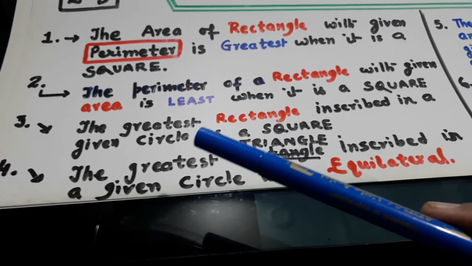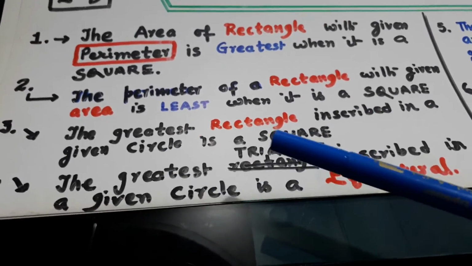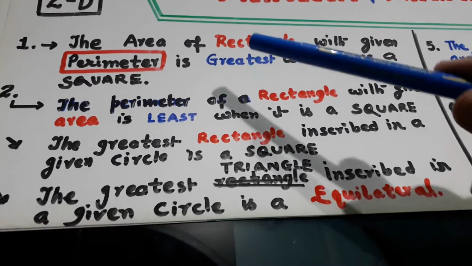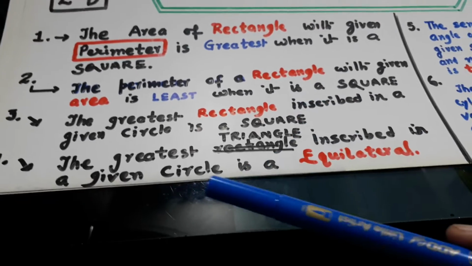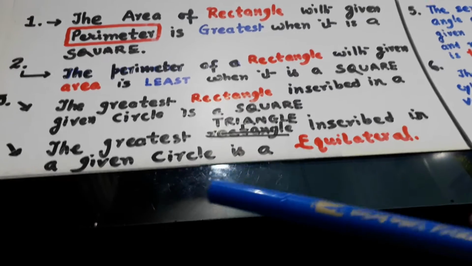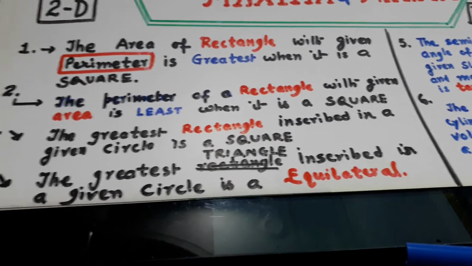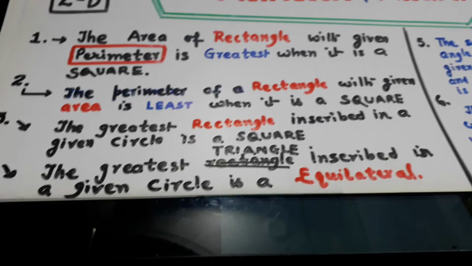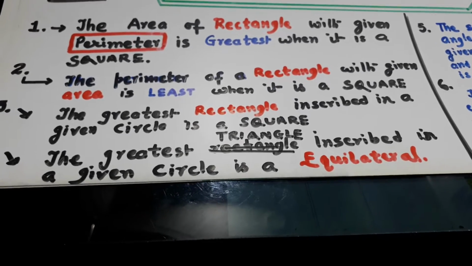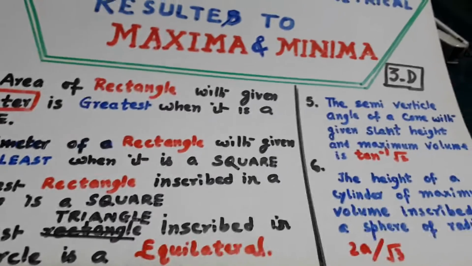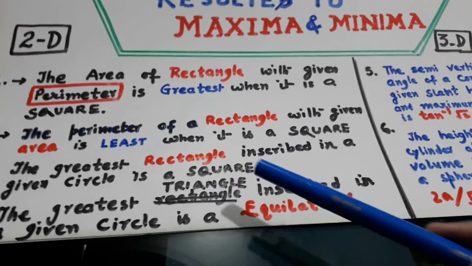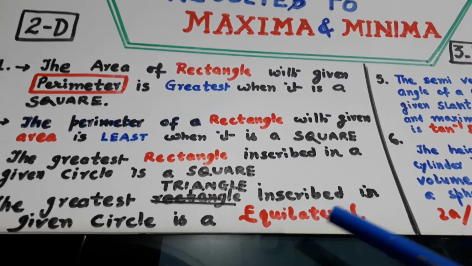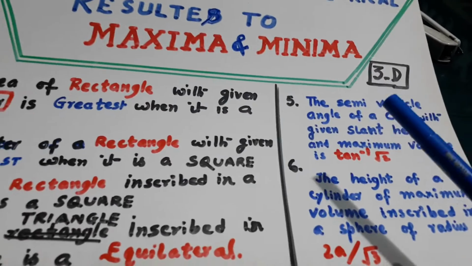Third case: the greatest rectangle inscribed in a given circle is a square. Greatest rectangle, that is in the shape of a square. The greatest triangle inscribed in a given circle is an equilateral triangle. अगर आपको ज़्यादा से ज़्यादा एरिया निकालना है ट्रायंगल का and which is inscribed in the circle, then it has to be an equilateral triangle. As in the case of rectangle, it becomes a square, all sides are equal. Here all sides of that triangle become equal, that becomes an equilateral triangle. Let us go to the fifth case.